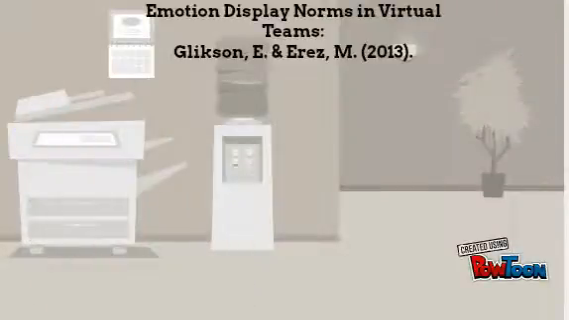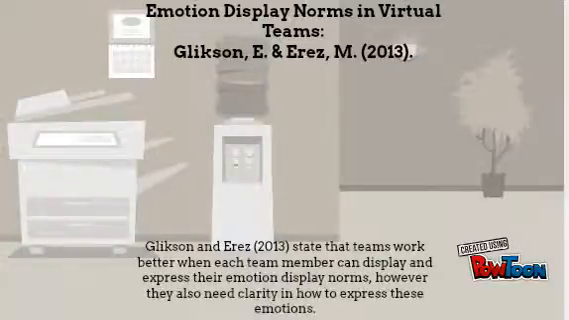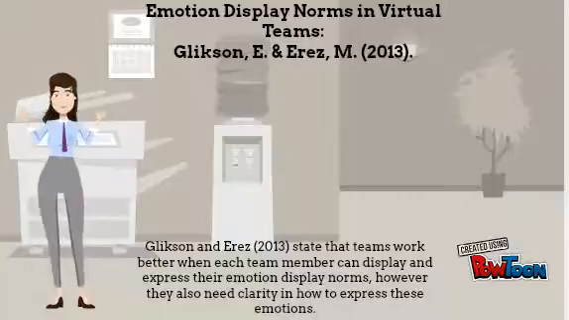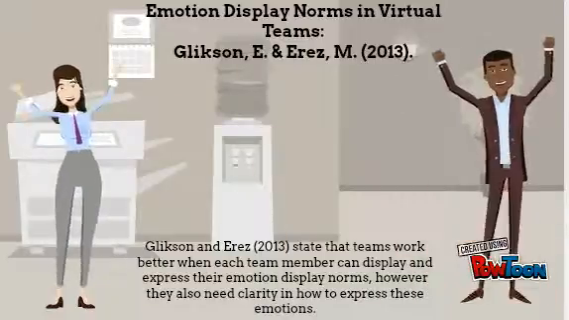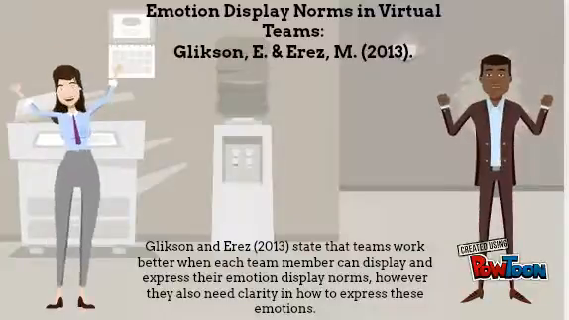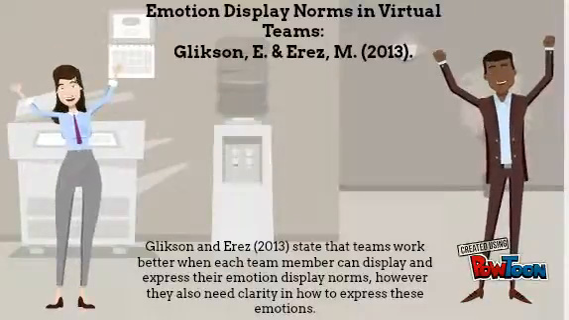So the last reading is emotion display norms in virtual teams. Emotions play a big part in organisations and in teams. Emotion display norms is when different emotions are adopted in different social settings. The purpose of this reading is to look at emotion display norms for virtual teams and culturally homogeneous and culturally diverse teams. Glickson and Aries 2013 state that teams work better when each team member can display and express their emotion display norms. However, they also need to have clarity on how to express these emotions.